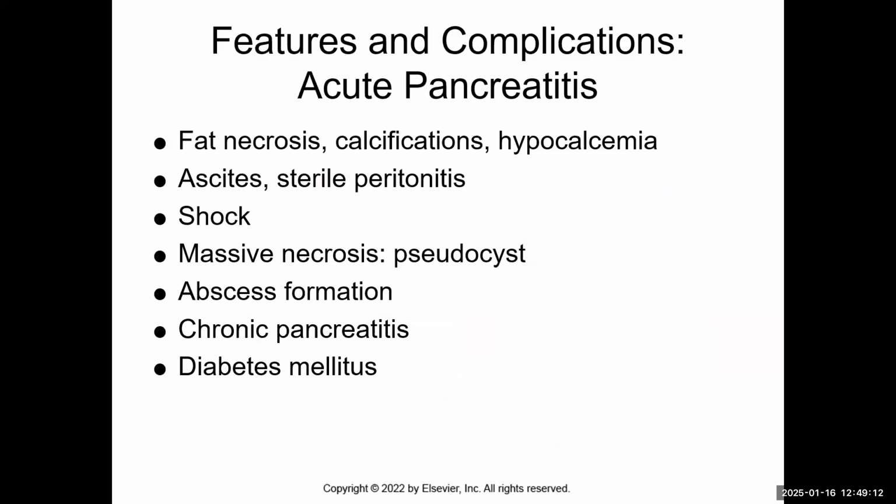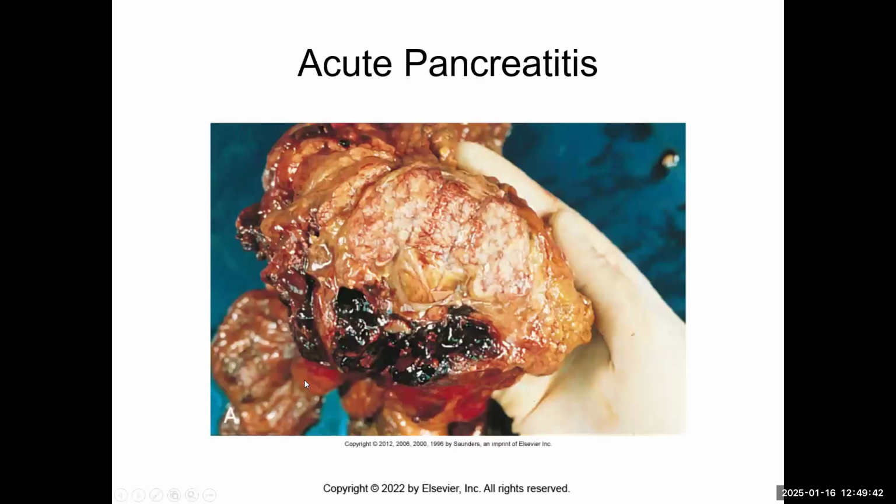We can also see calcifications, decreased calcium level when we have acute pancreatitis. We can also have ascites fluid as well. And then we can have something called steatoperitonitis, where it's non-infectious. So you have that inflammatory process, but it's not due to an infection. And then, of course, shock from lack of blood flow. It can be abscess or chronic pancreatitis or sometimes diabetes.